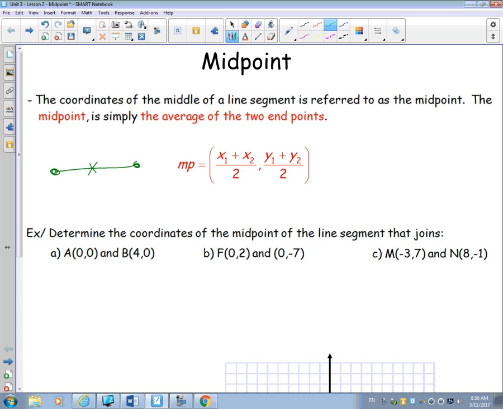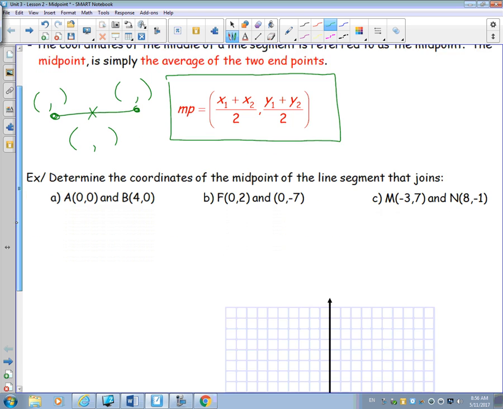To find an average, we add up what's happening over here plus what's happening over here, and we divide by 2, the halfway point. So our formula, and this is our first formula for this unit, is x1 plus x2 over 2 and y1 plus y2 over 2. Notice they're in brackets. There's a comma between them because I want to form a point. Okay, so take a look at some examples.